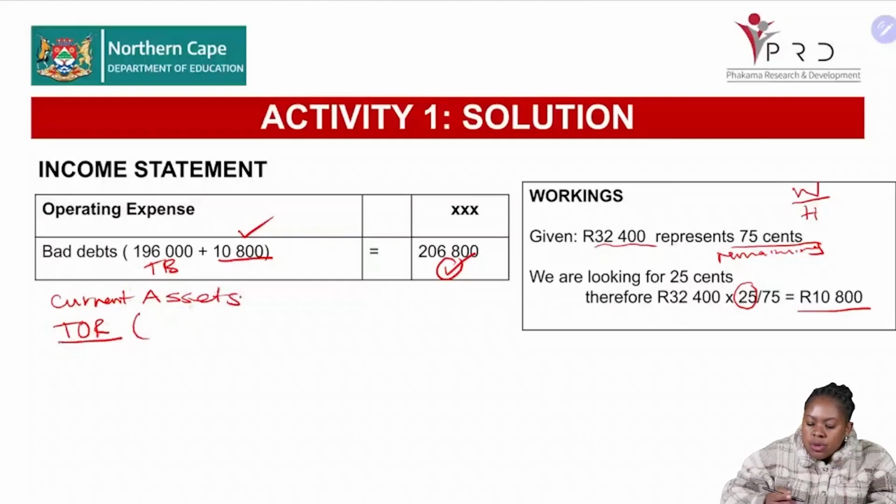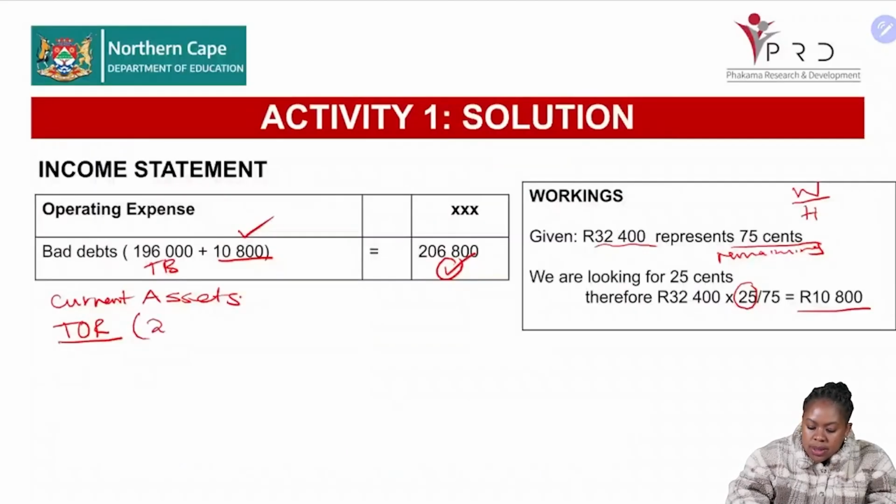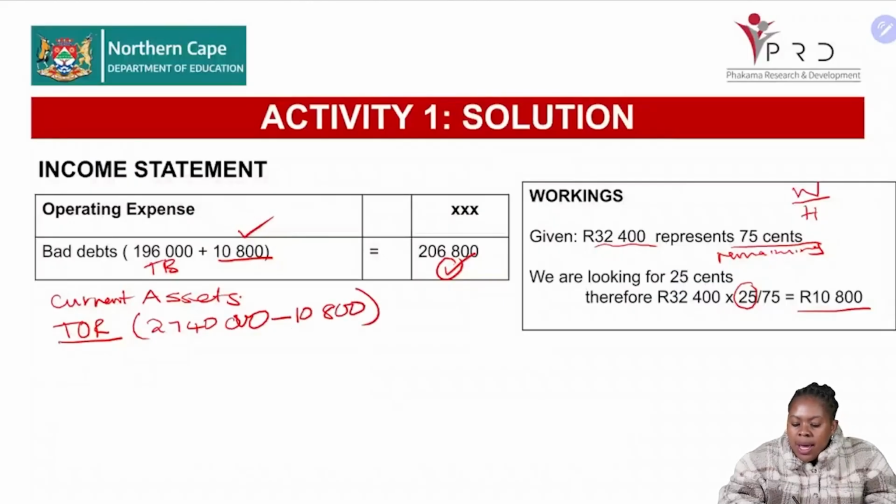Our debtors control given to us, let's quickly go check, given to us was 2740. So we'll say 2740 000, subtract the 10,800. Why am I not removing the 32,400? Because the examiner did not say it was not recorded.